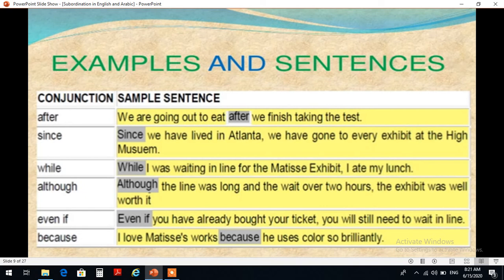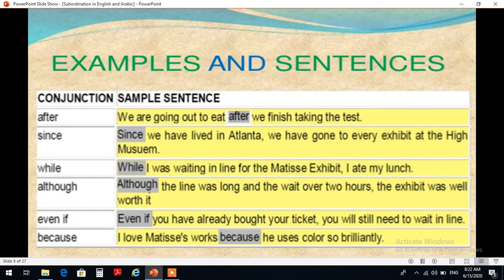While I was waiting in line for the Matisse exhibit, I ate my lunch. Also you have while, which is a subordinating conjunction. Although the line was long and we waited over 2 hours, the exhibit was well worth it. Again, you have although used as a subordinating conjunction.